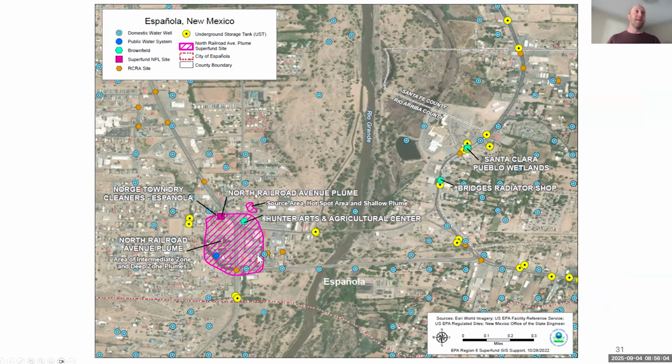And then there are these bigger things. This is a big plume, I think from a dry cleaner, maybe from the railroad. I don't remember exactly what this one is from. But of course, you don't want to suck up water from there. There used to be a well for the water system in there that they had to retire, because you don't want to suck up that contamination.